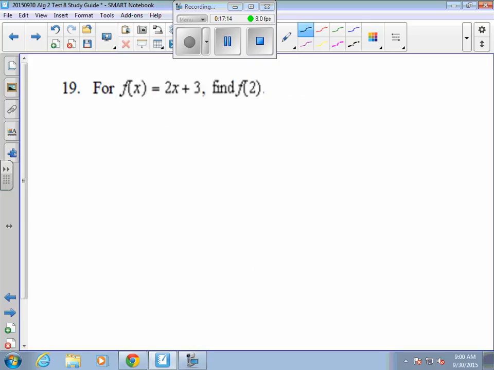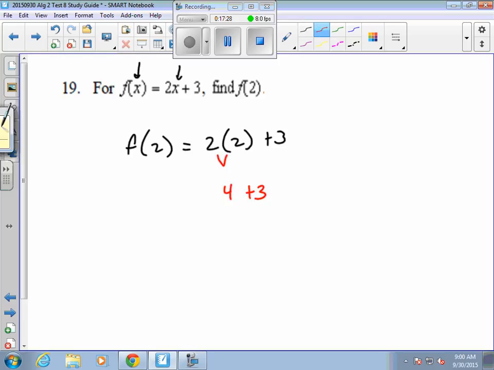For f of x equals 2x plus 3, find f of 2. So in place of x, we're plugging in 2. f of 2 equals 2 times 2 plus 3. Multiplication happens first. 2 times 2 is 4, plus 3. So f of 2 equals 4 plus 3, which is 7. You don't try to undo f times 2 by dividing by 2. That's just saying f of 2.